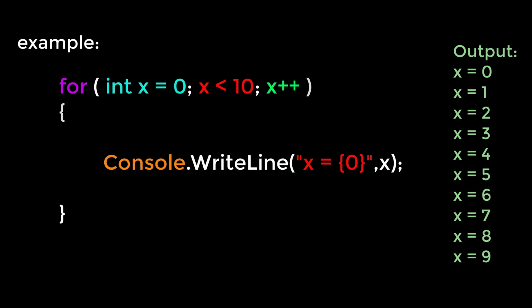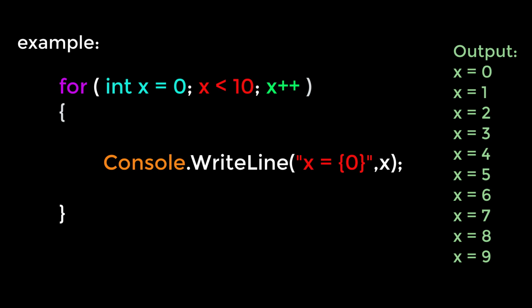So be careful with the relationship of these three sections: initializer, condition, and iterator. For example, in our example, if your x is 0 and then you decrement, there is no chance that the condition would be dissatisfied. It will always be satisfied because x is, of course, less than 10. So be careful with that.